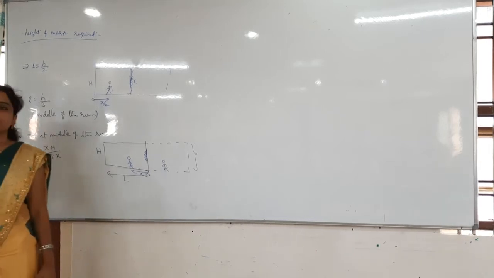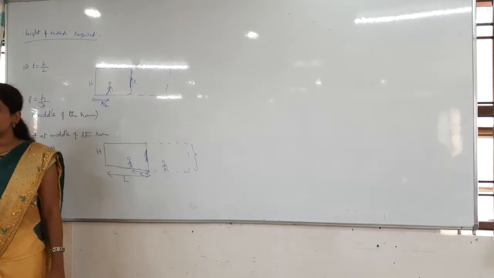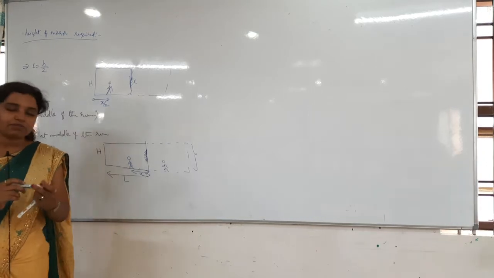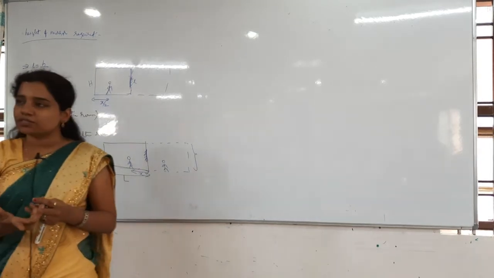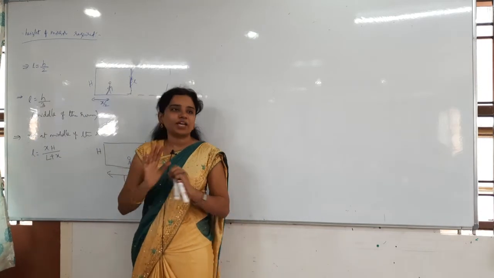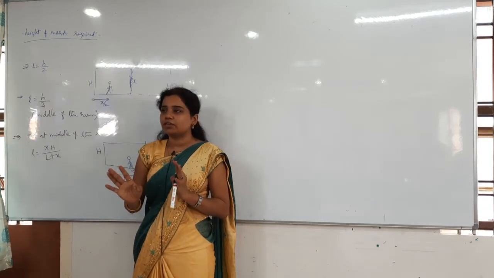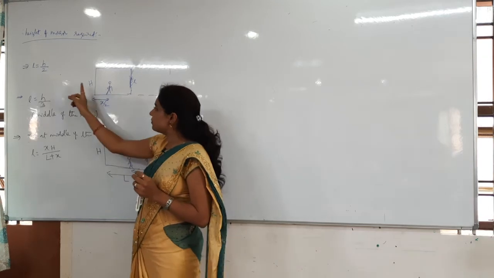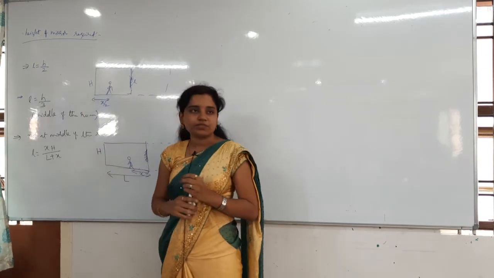These are the four possible cases, these are the different formulas. One is whenever the man wants to see his full image, at that time what mirror is required? L equals half of the height. You just remember half of the height. Why? Because h will be there here also, h will be there here also. You don't confuse between them.